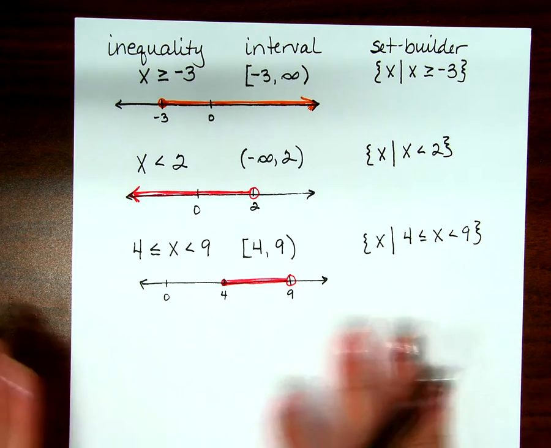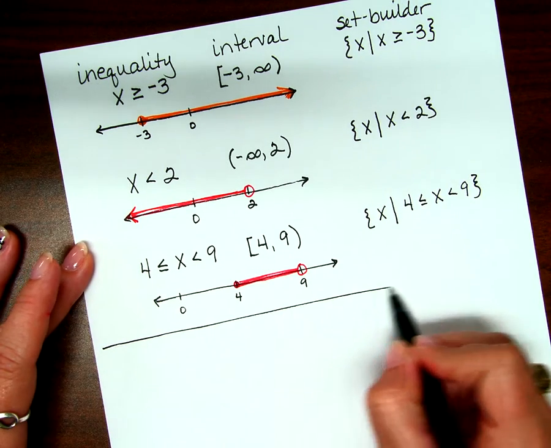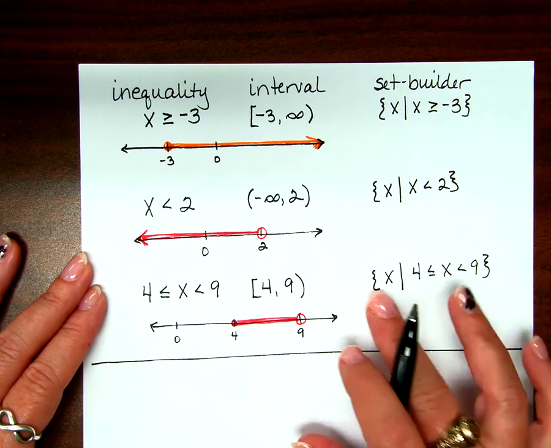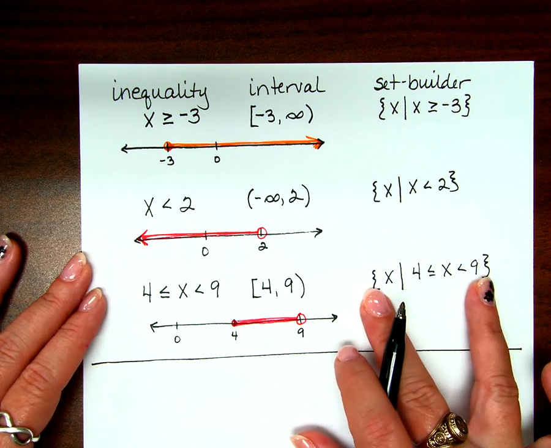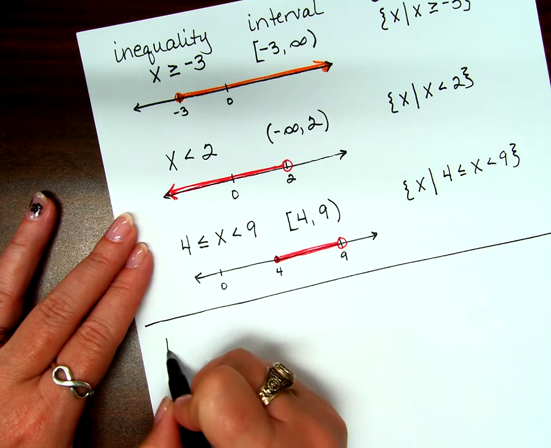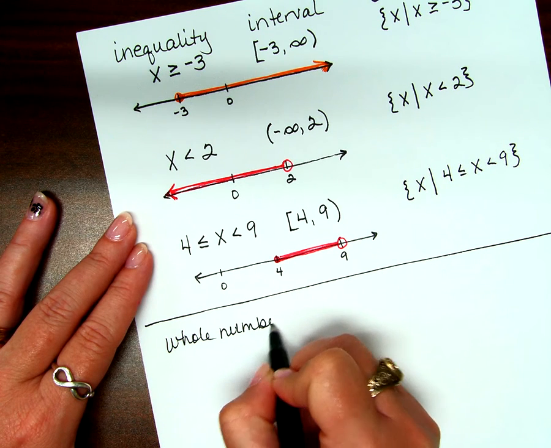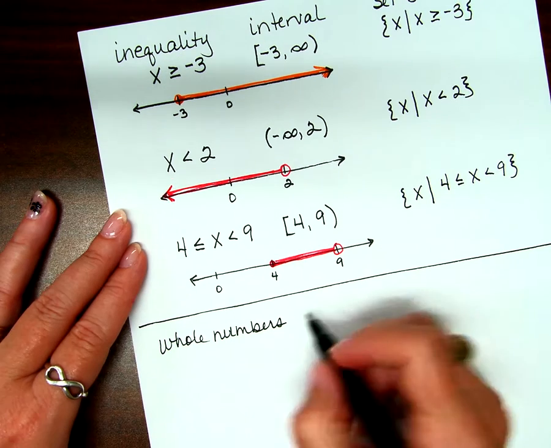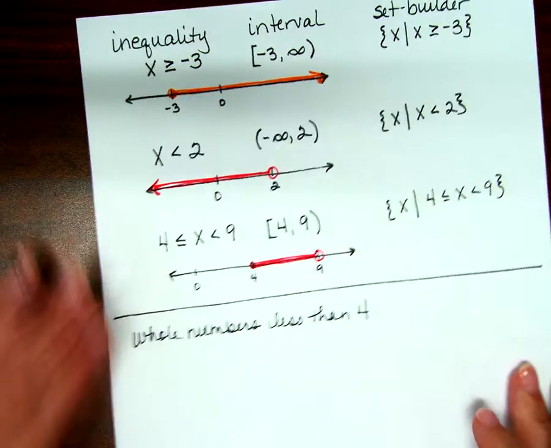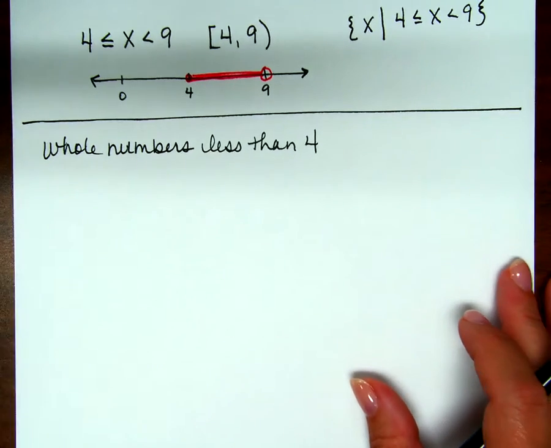Okay, so that's the first half of the lesson. You okay with that? Then I just need you to be able to write some sets for me. Set builder notation looks like this, which means we're using the braces. Okay? I need you to be able to write things like all the whole numbers less than 4. What would it look like if I want you to write all the whole numbers less than 4?